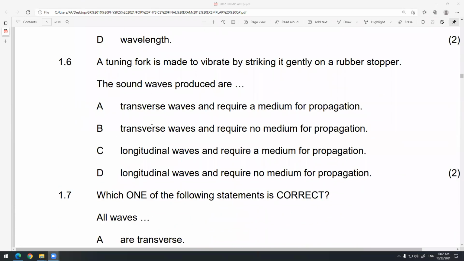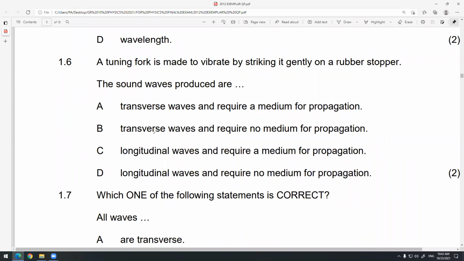Question 1.6. Now let's see. Now they are talking about sound waves. Please check the question, try first, and then we are going to show you the correct answer. In this question, people, they are asking about sound waves. First of all, we have to know we have two types of waves, transverse waves and longitudinal waves.